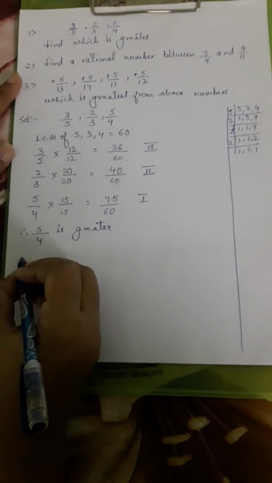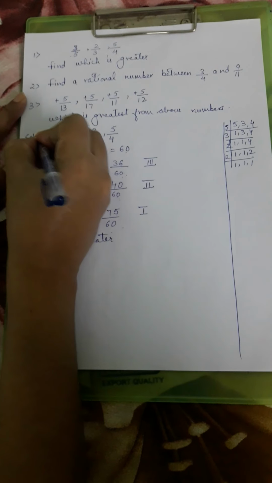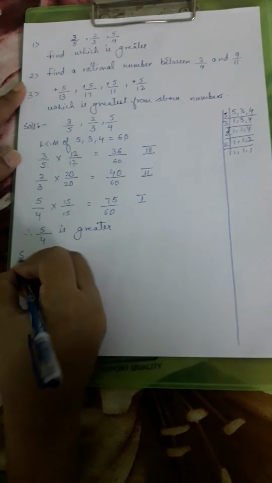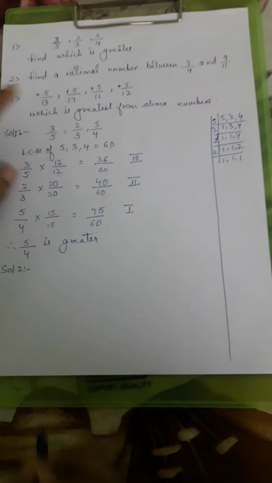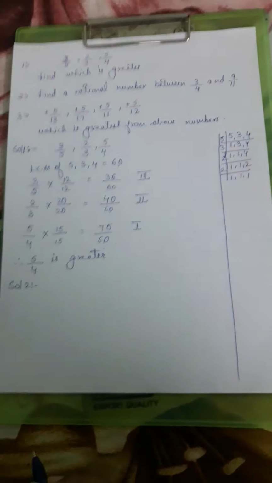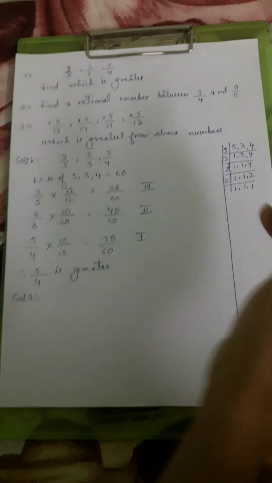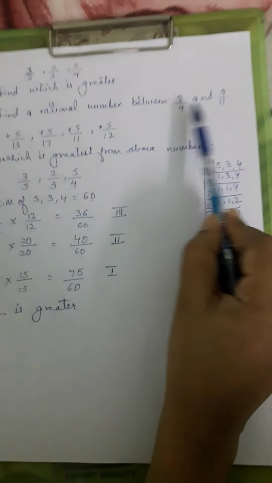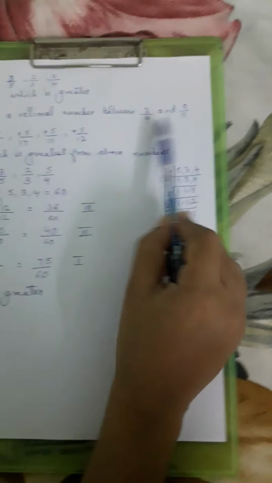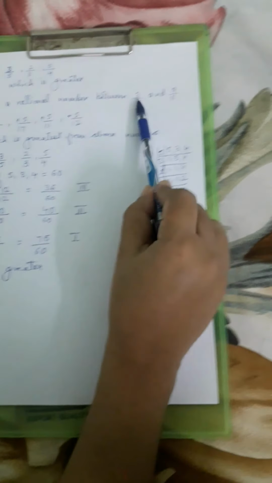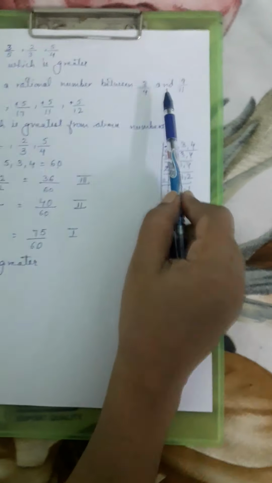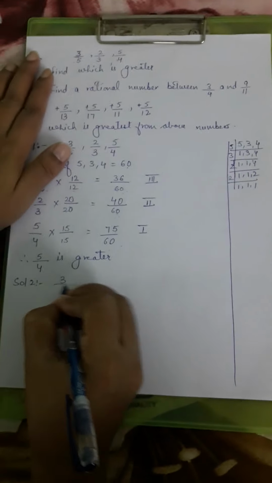Second question is, this was the first solution. Solution second. Find a rational number between 3 by 4 and 9 by 11. Inserting a rational number. You have done all this in Delta. I'm just revising with you. How do you get a rational number between two rational numbers? The easiest method is you will add these two and then divide the answer by 2. So first add these two rational numbers. 3 by 4 plus 9 by 11.